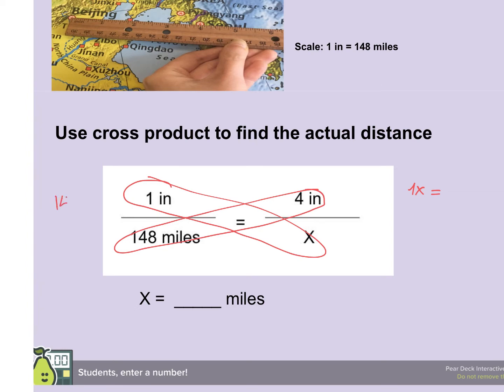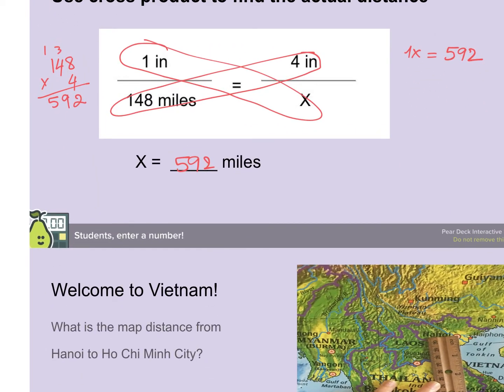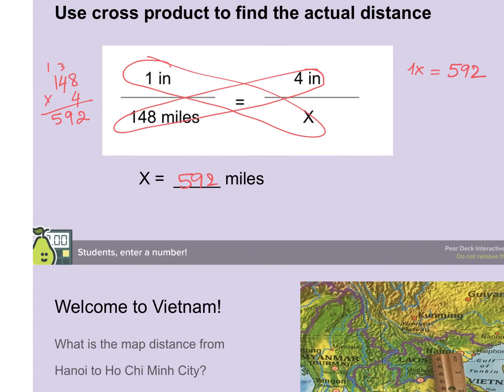So I'm going to do the math right here. 4 times 8, 32. 4 times 4, 16, add 3, 19. 4 times 1 is 4, add 1 is 5. So I have 592. Okay, so 1x will be 592 miles. So that's the real distance from Beijing to Seoul. Okay, you can select the number, and that's how you do it.